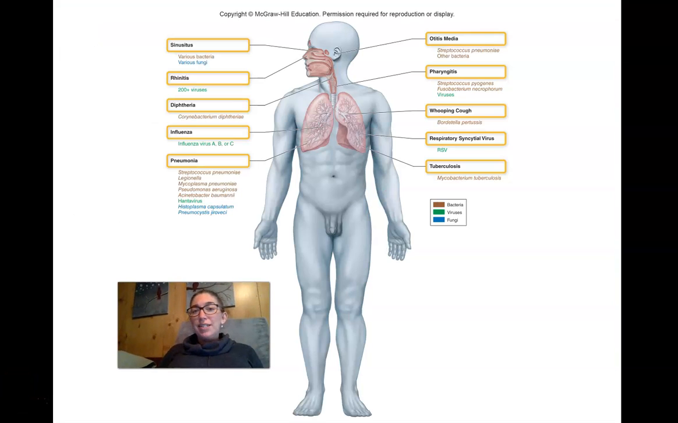This is just that handy-dandy image from the textbook that is sort of a summary slide and tells you all about the different diseases, an overview of the different diseases we're going to be discussing in this chapter, and also breaks them down based on whether they are bacteria, viruses, or fungi, or something else. So in this chapter, those are the three types of microbes that are the primary infectors of the respiratory tract.